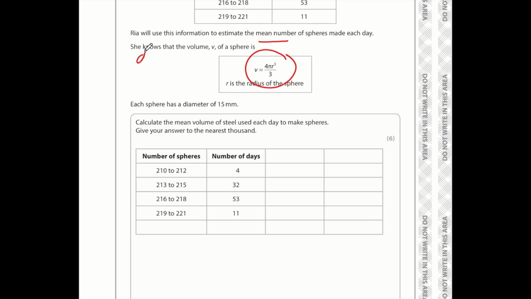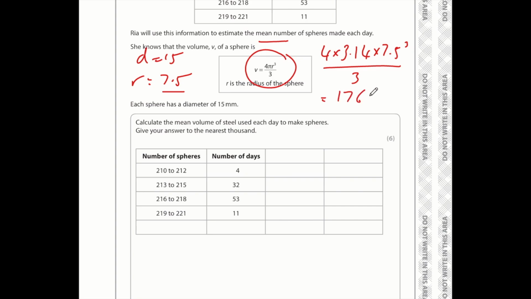So if the diameter is 15, then the radius is going to be half of that, so 7.5. So the volume of one sphere is 4 multiplied by pi, so let's use 3.14, multiplied by the radius cubed, so 7.5 times 7.5 times 7.5 divided by 3, and that is 1766.25, and that is cubic millimetres. So that is the volume of one sphere.